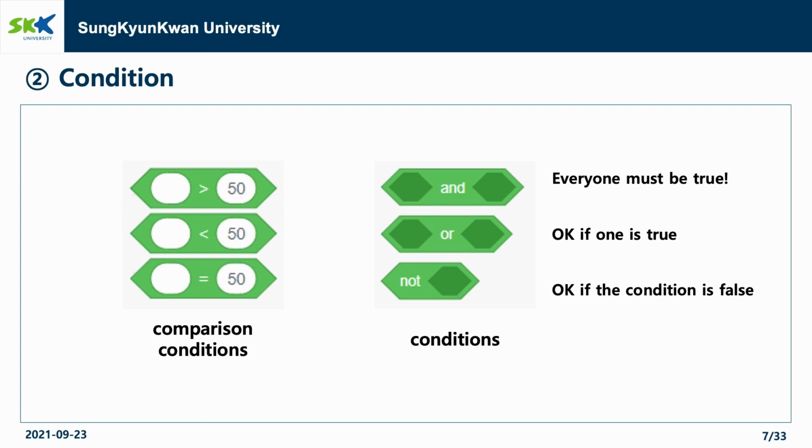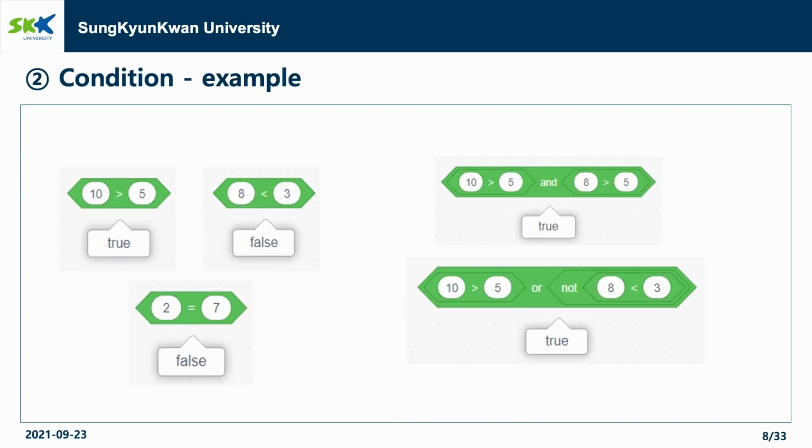This condition block looks like a diamond shape. And this block is always a true or false value. Let me explain with examples. This block represents 10 bigger than 5. It is true, so this block has a true value. But look at the right beside it. It says 8 is smaller than 3. It is false, so the block has a false value. So we have to remember that these blocks are the same as the value, true or false. So we use this true or false value, I mean this block, inside of the other block like this.